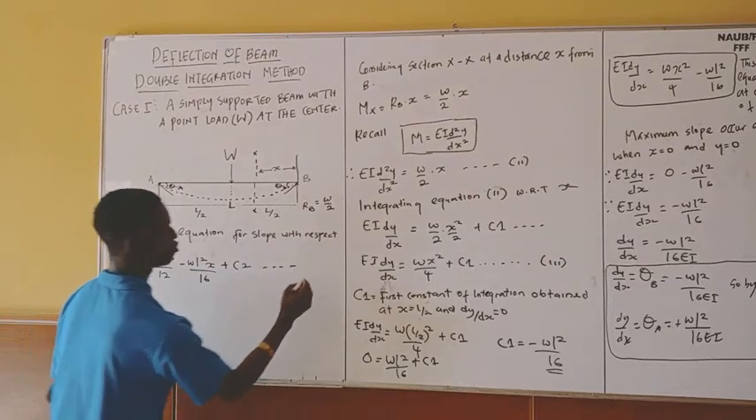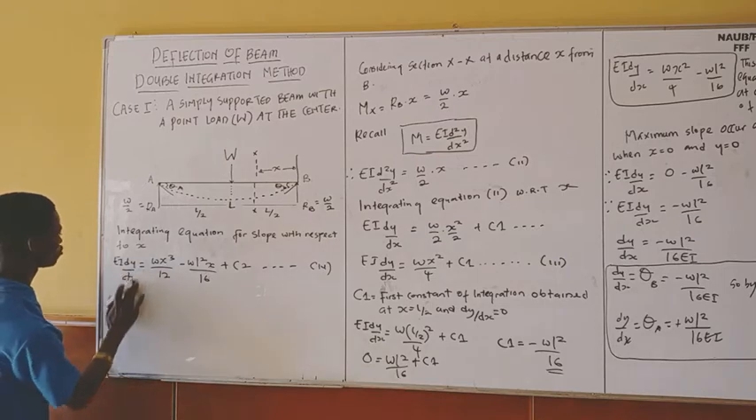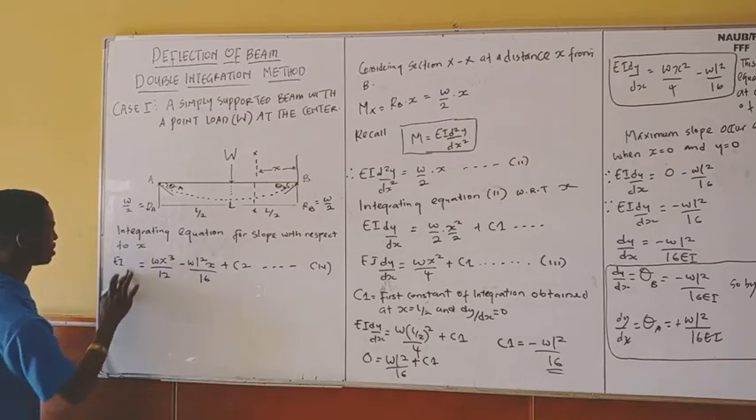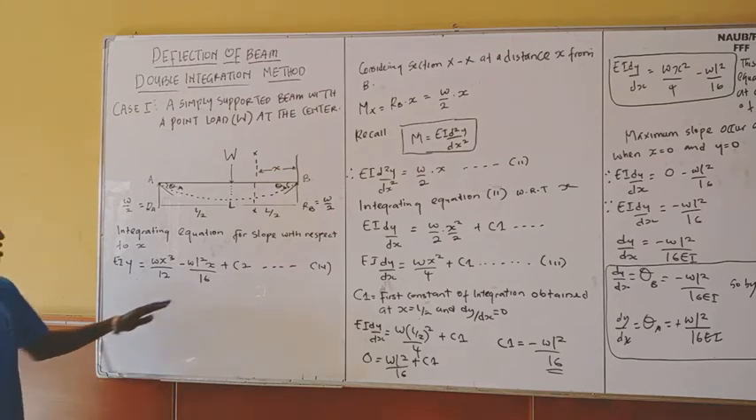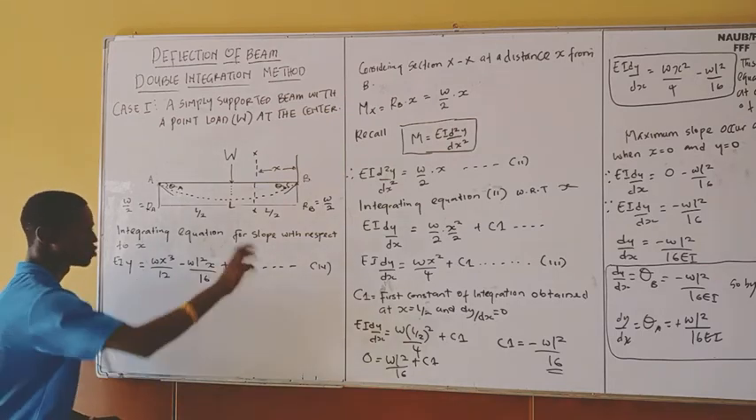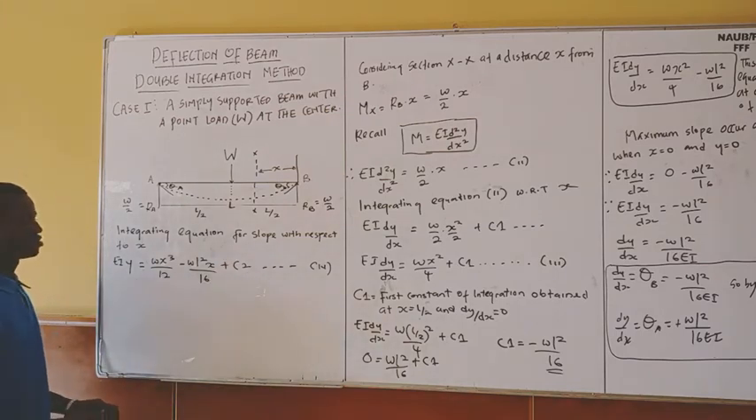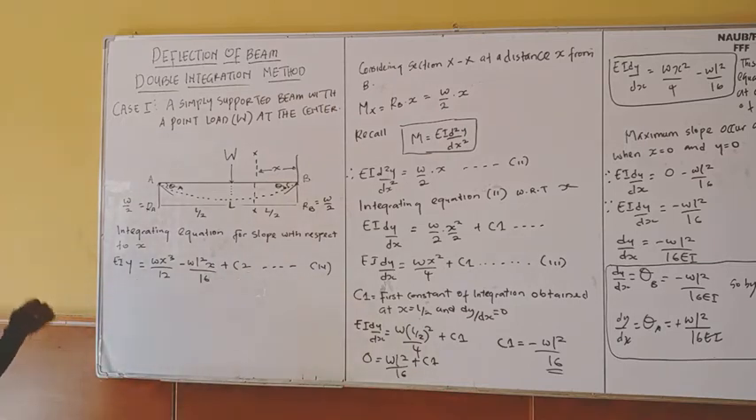So let's call this one our equation 4. But in this case, when I integrate dy/dx, it is going to give me y. It is a mistake, sorry guys. So in this case now, we have established another equation. So what we are going to do next is to find the value for our c2, then substitute it back into this equation.